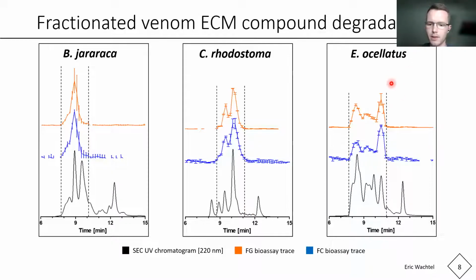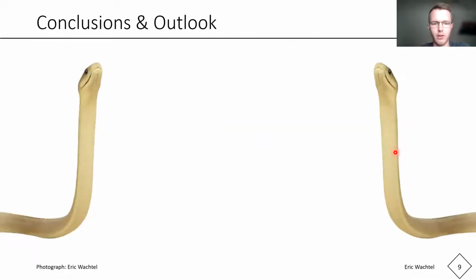Then Echis ocellatus, as expected, because it's pretty rich in SVMPs, as we saw before, they elute over a large period of time, so about 7.45 to about 11 minutes. And the bioassay traces also nicely correlate with respective peaks in the size exclusion chromatogram. Then this would allow for future studies to identify our respective active fractions, but we will go to that now in our conclusions and outlook.